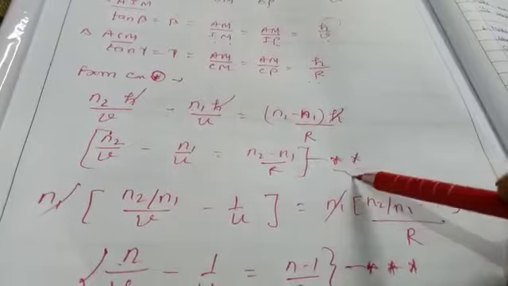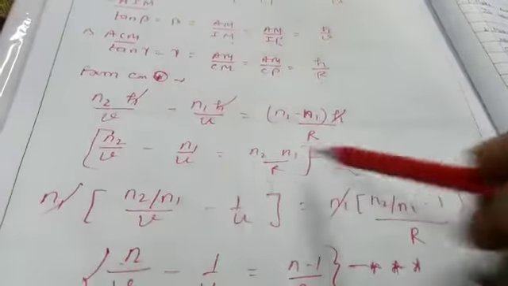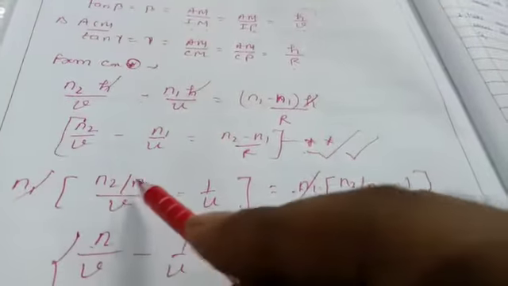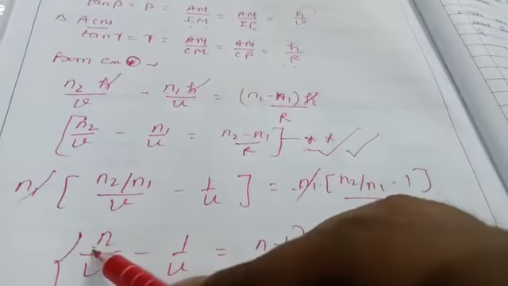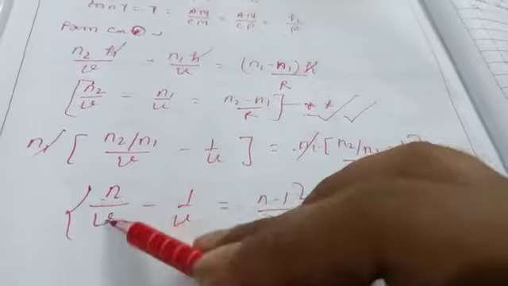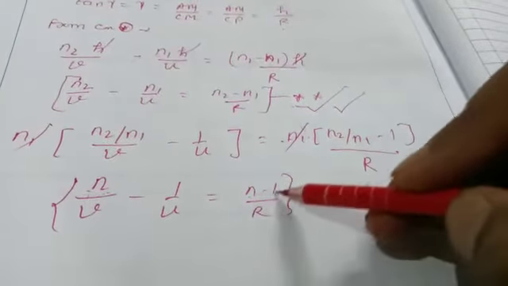This is the formula. In this shape you can derive the formula, or taking n1 common from this side and that side, n1 will cancel and you get n2 by n1. And what is n2 by n1? It is n, the refractive index of the denser medium. So you get n by V minus 1 by u is equal to n minus 1 by R.